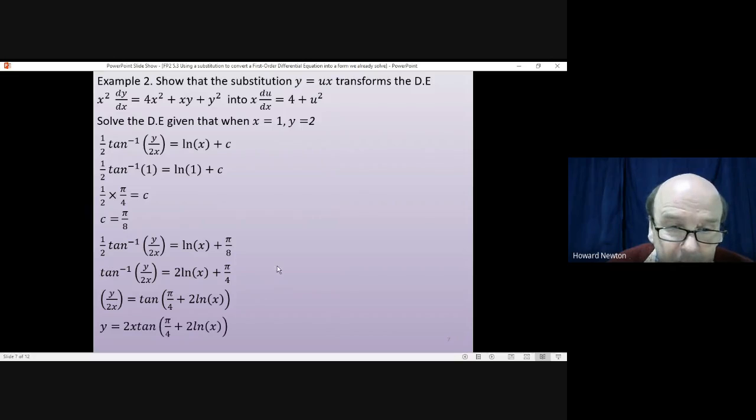Then all I need to do is move the 2x over to the other side, and I've got y written as a function of x. So that is the particular solution, y equals 2x times by the tangent of pi by 4 plus 2 log x.